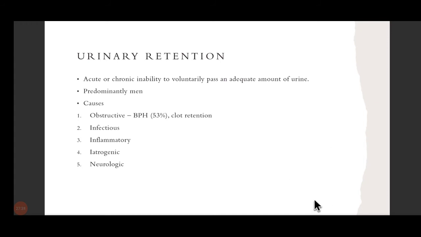So, this is one of the topics which actually is of concern to the surgeon. So, we'll discuss this in a bit more detail.